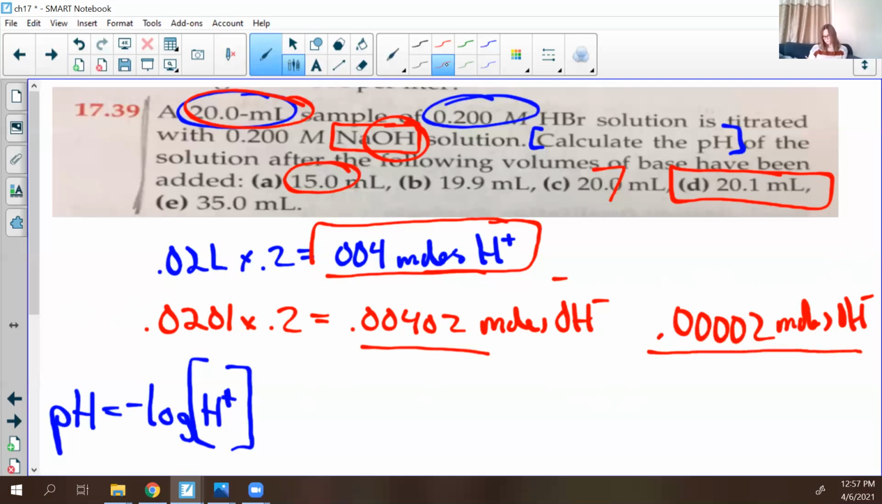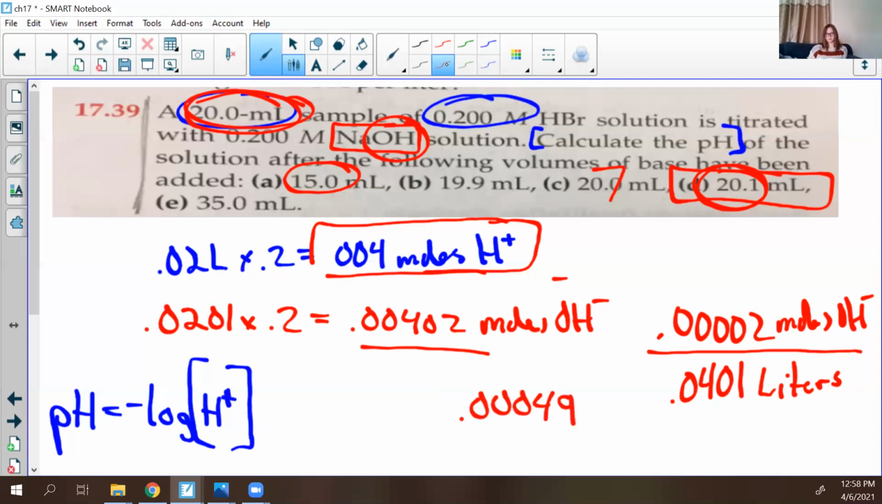But I have to divide that by something now. What do I divide it by? 0.0401 liters. Where did that number come from? The total. That's the sum of both volumes, right here and right here. Then I get some number, and we'll call that good.